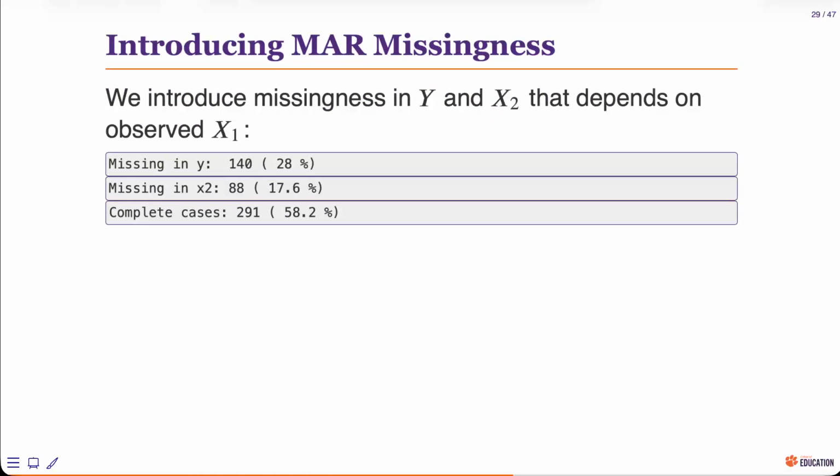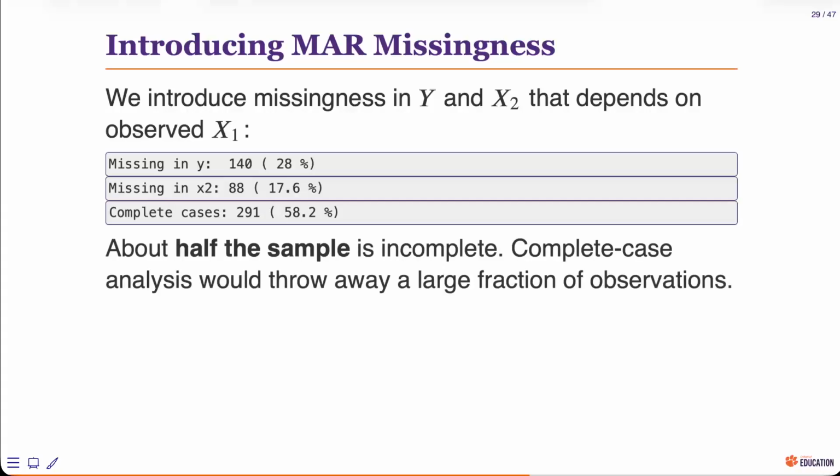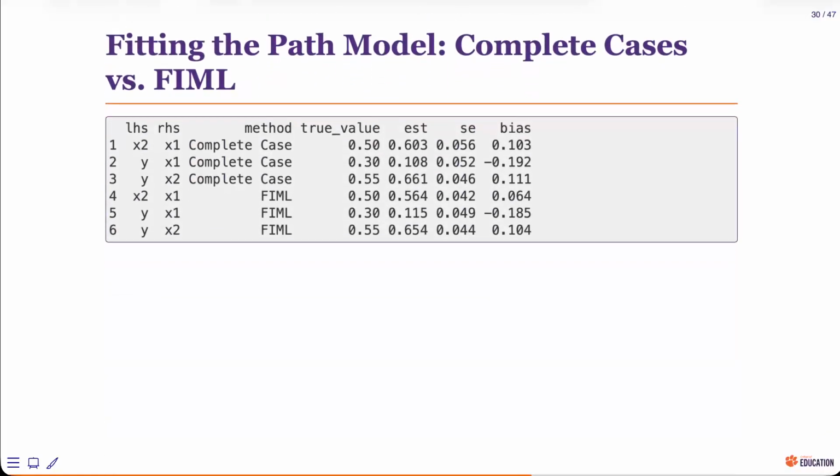Now, let's imagine we introduce missingness in y and x2 that both depend on missingness in x1 right here. So we might have 28% of cases missing in y, 17% in x2, and we might have a total of 291 complete cases. About half the sample is incomplete. So complete case analysis would throw away a large fraction of these observations.